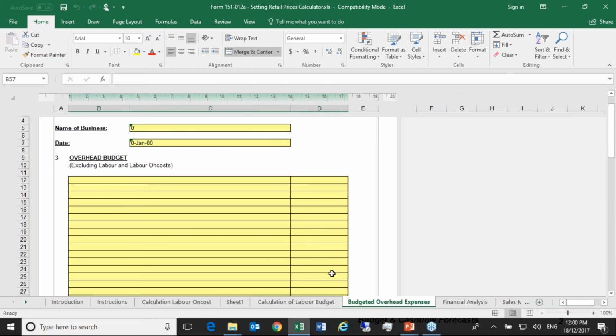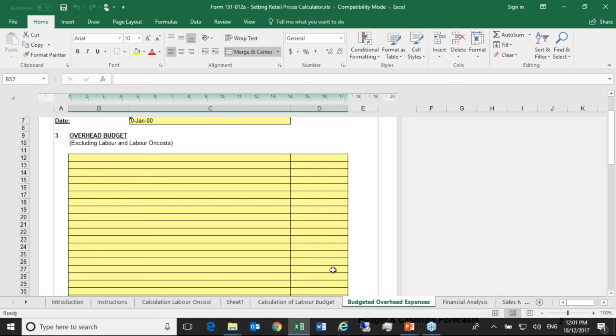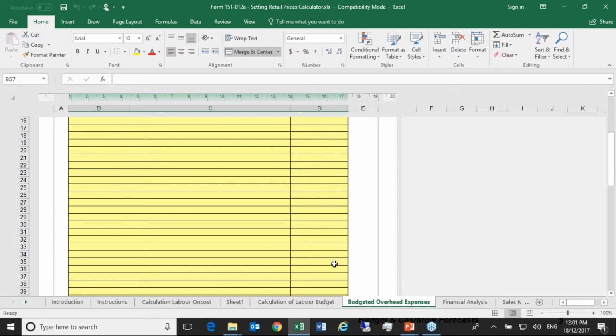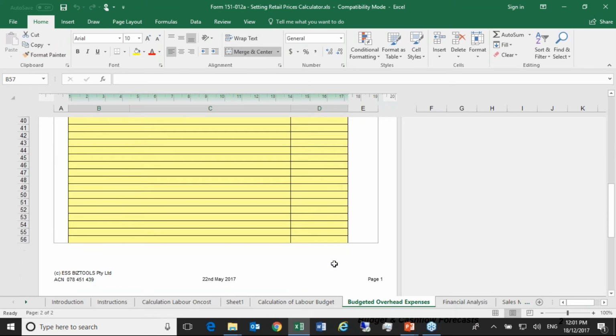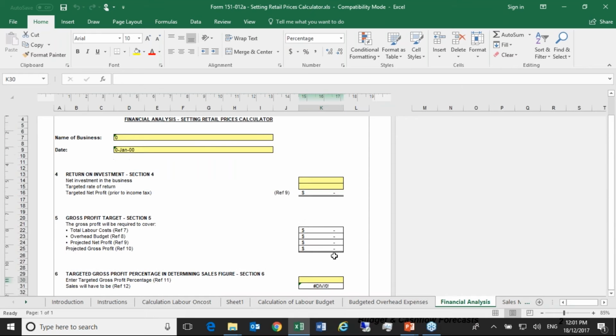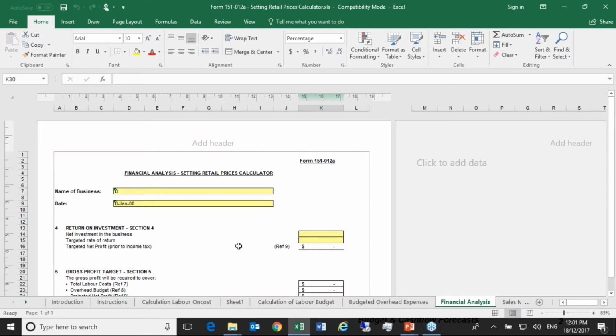The next area to look at is the budgeted overhead expenses for this particular business. This is the overheads excluding labour and labour on cost, obviously, because we've already calculated those. So there's a form there for you to complete to insert the overhead expenses. We're then ready to move to the financial analysis.